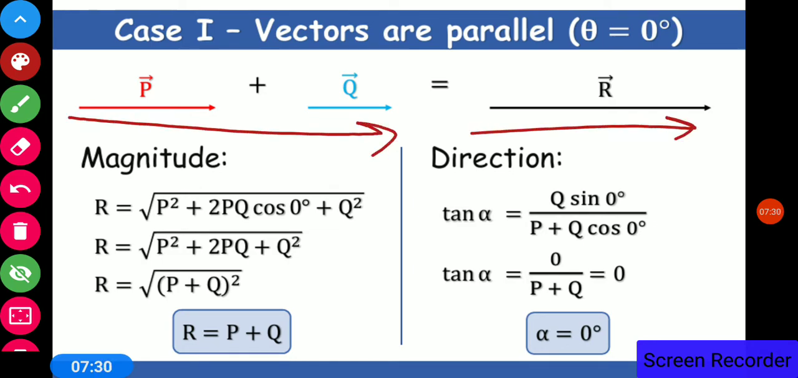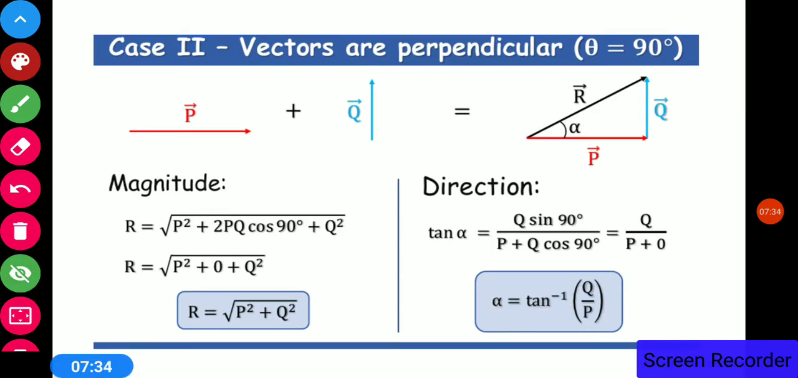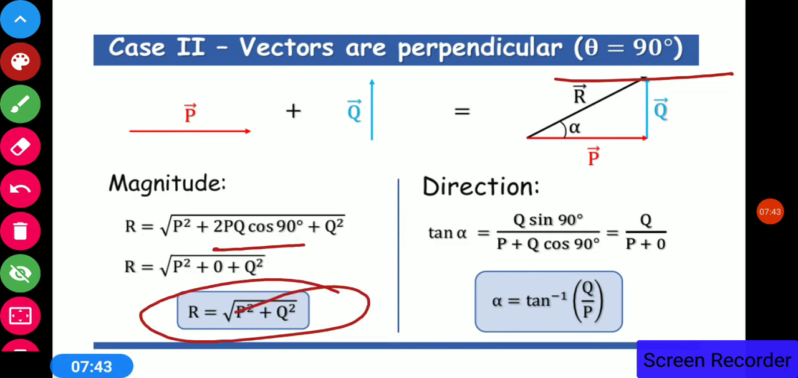But if the two vectors are making an angle theta of 90 degrees, they are perpendicular to each other. So when we put theta 90 degrees, cos 90 is 0, and the resultant magnitude will be under root P square plus Q square, and the direction will be tan inverse Q upon P.